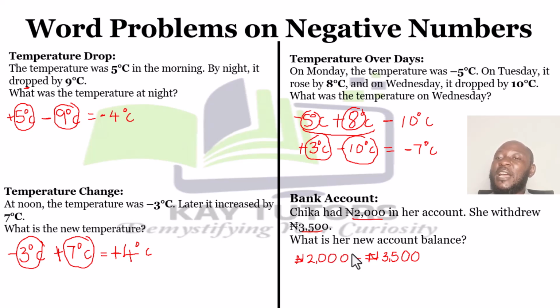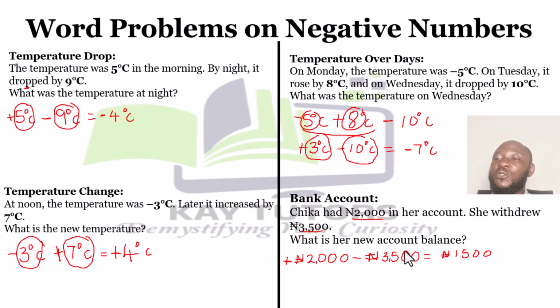Now, what is her new account balance? This is very, very simple. Of course, she owned this initially, so this is plus, okay? And she collected this is minus. Now, here, since we have opposite signs here, what are we expected to do? We are expected to what? To subtract. 3,500 minus 2,000. Of course, it is what? 1,500 naira.